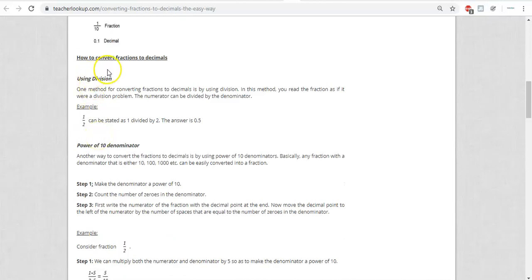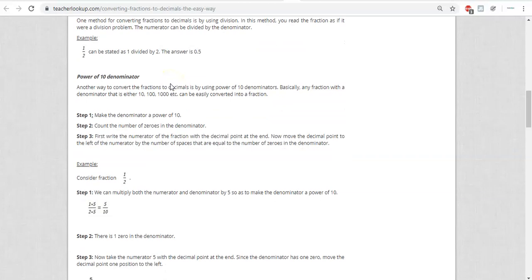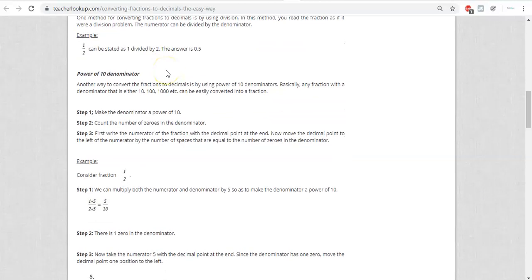So how to convert fractions to decimals? Using division is one method. In this method, you read the fraction as if it were a division problem. The numerator is divided by the denominator. So 1 over 2 can be stated as 1 divided by 2. The answer is 0.5, which as we know is a half.